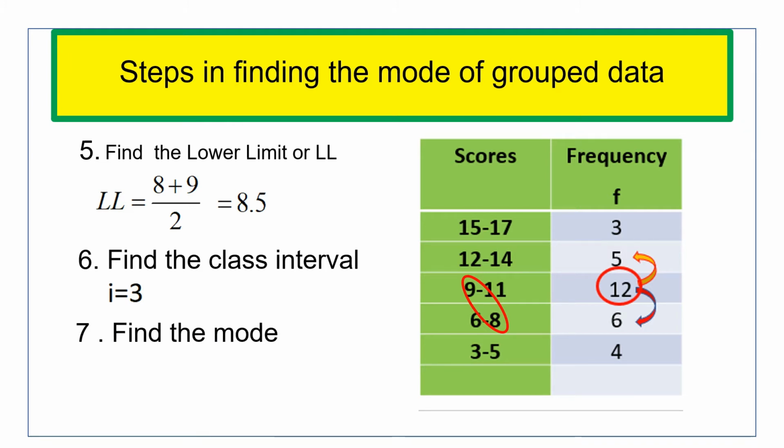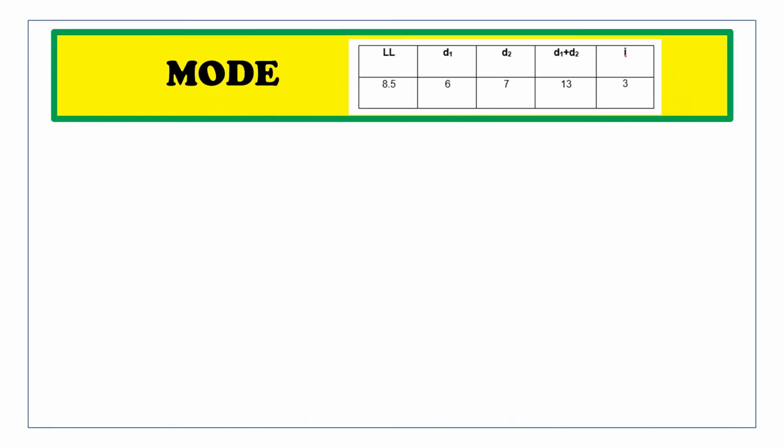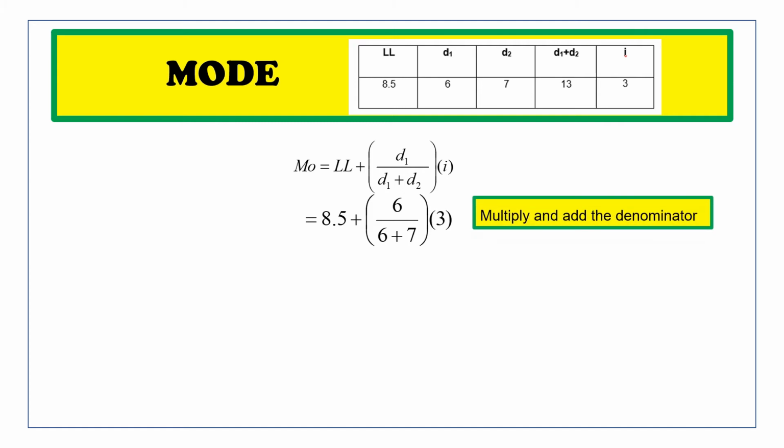We need to find the mode. What is the formula? We are now ready to find the mode. So we have the formula. We substituted the data in the formula. Then we multiply 6 times 3, and we add 6 plus 7. 6 times 3 is 18. 6 plus 7 is 13.